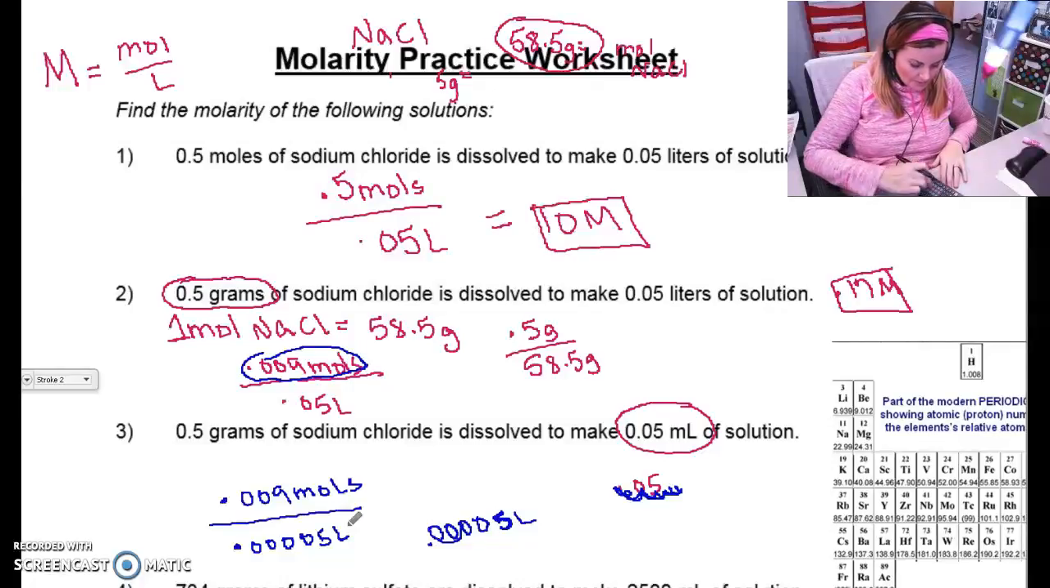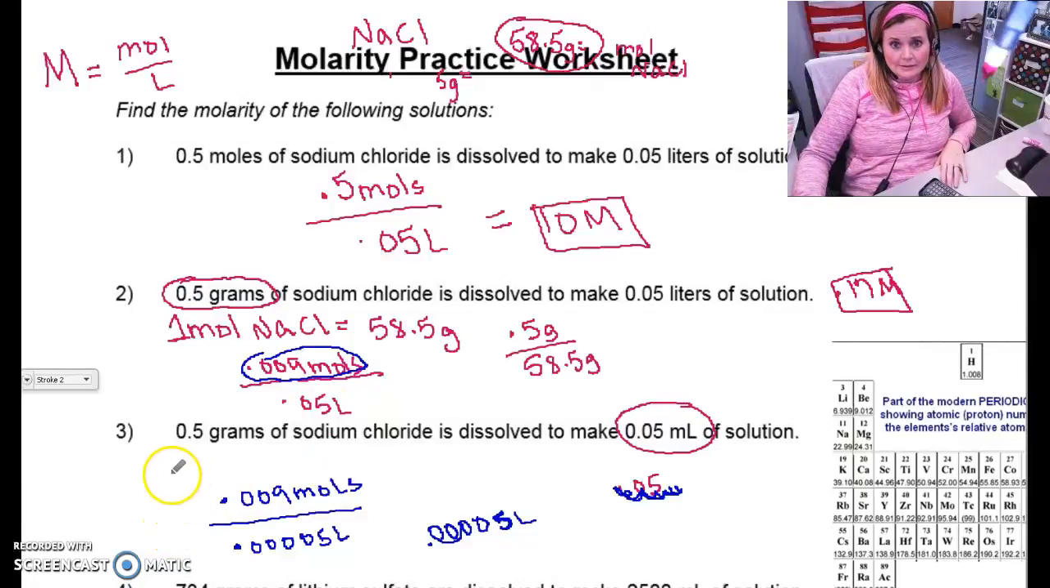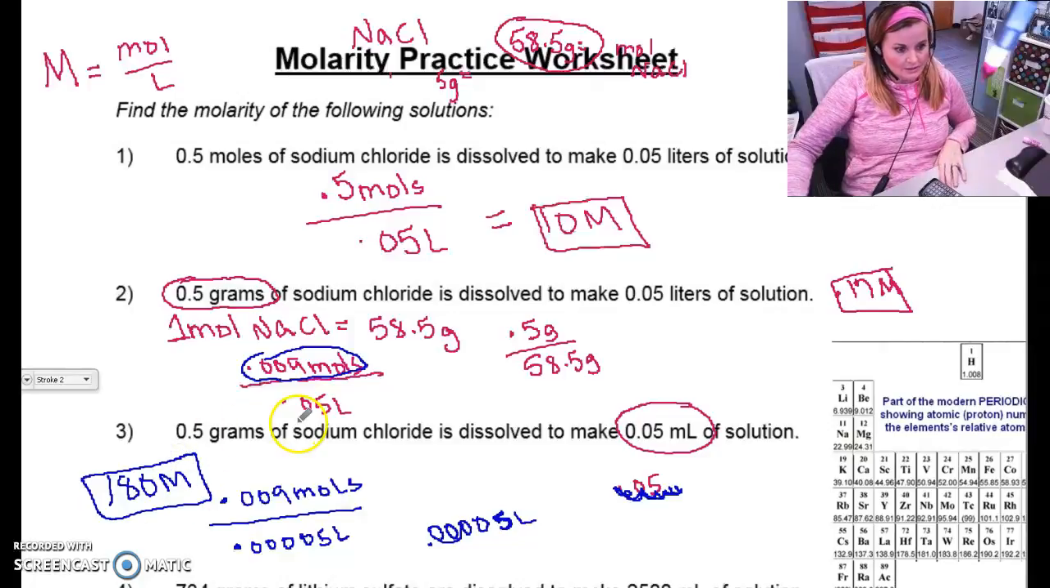Okay, 0.009 divided by 0.00005, which is crazy. It's 180 molar. What? That's pretty intense. But it's salt water, so it's just really salty. It's not like it's going to do anything but really dehydrate you badly.